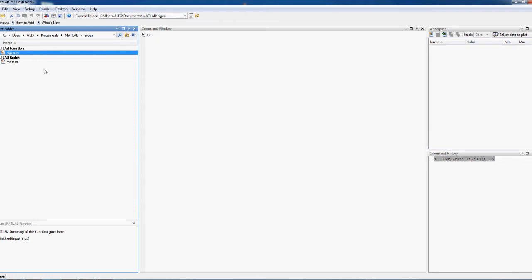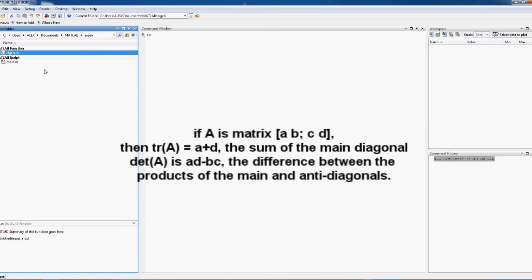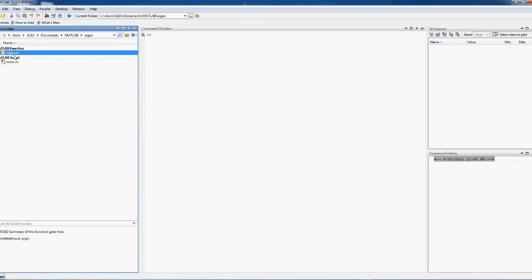You will learn how to solve for eigenvalues later in linear algebra, but for our purposes, just know that the eigenvalues of a 2x2 matrix are the solutions to the following quadratic equation: lambda squared minus lambda times the trace of A plus the determinant of A equals 0, where trace of A is the sum of its diagonal and A is the matrix. We will start off with the function definition.